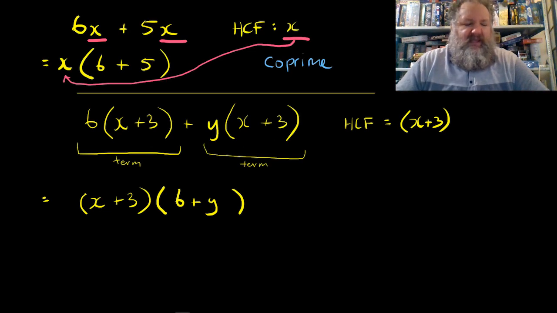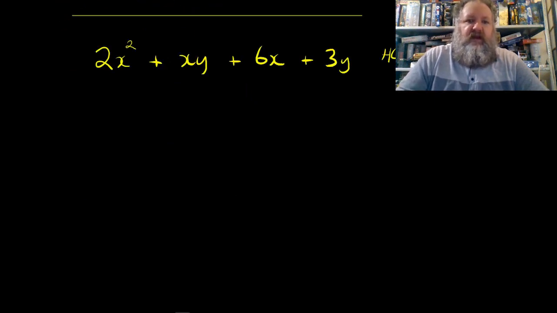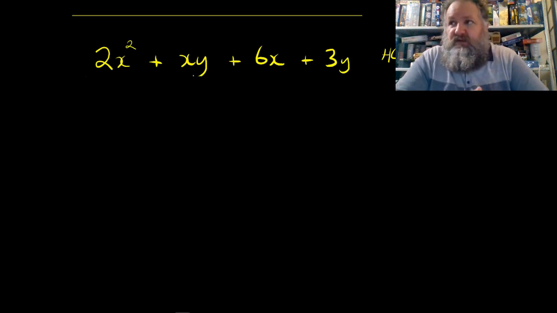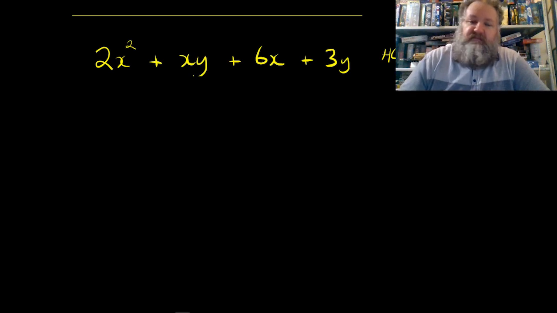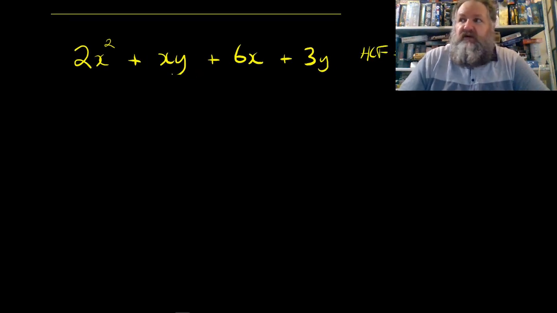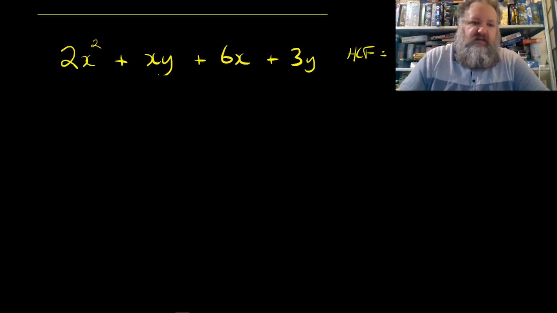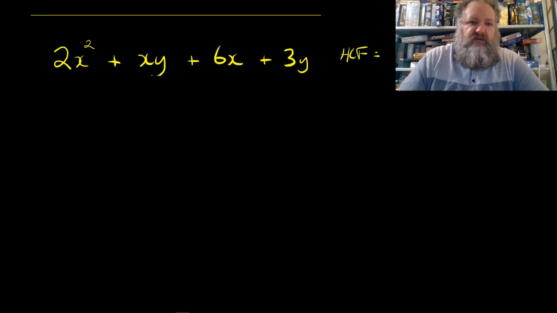That's not normally the case. Here, let me go through an example. Okay, here I have got some terms. I've got 2x squared plus xy plus 6x plus 3y. First thing I always try and look for is that highest common factor. Do I have a highest common factor here for all of these? Well, let's have a look.